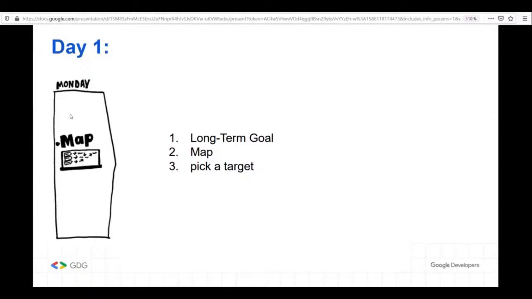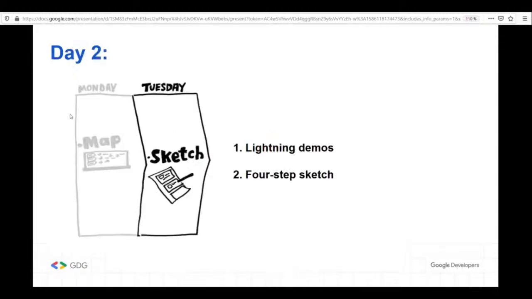Moving to the second day, each member of the team will come up with a list of products or services during the sprint. Then they will have about a 3 minute demo explaining what's cool about their idea and what they came up with. Then passing to the 4-step sketch.